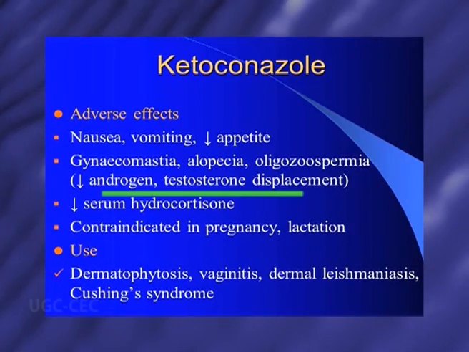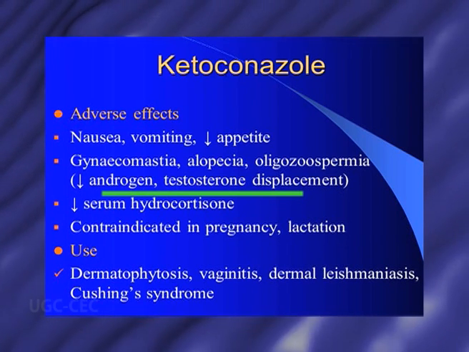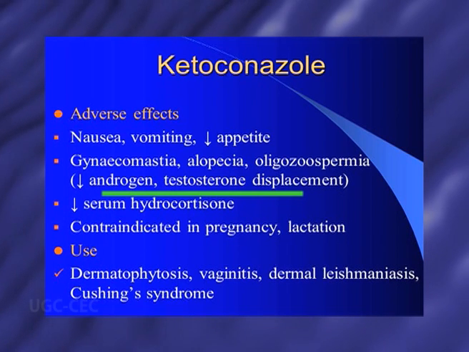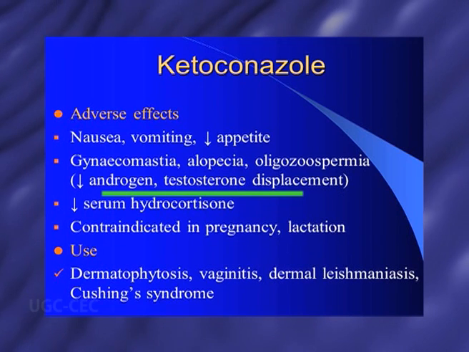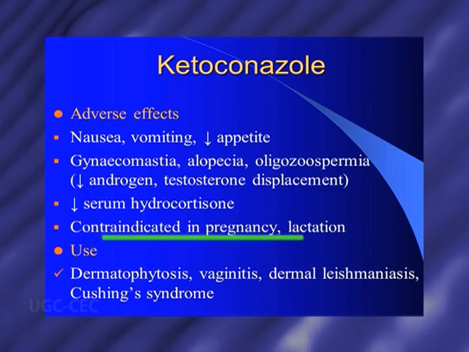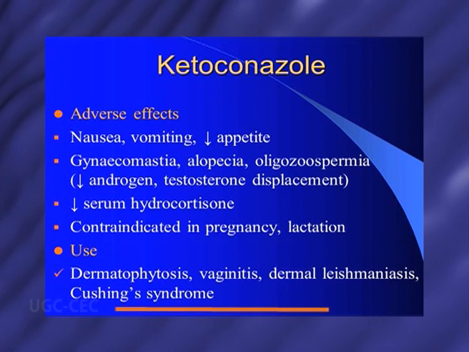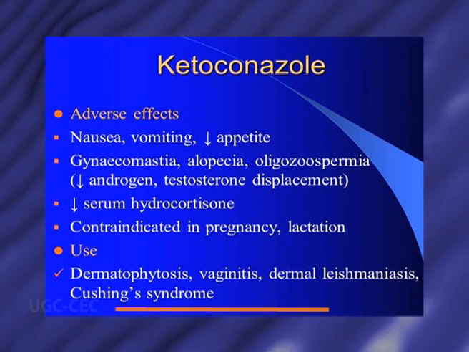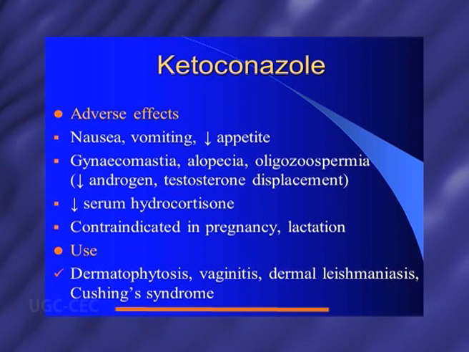It reduces serum androgen level and displaces testosterone from the binding sites. So in male patients, it may lead to enlargement of breasts called gynecomastia. Loss of hair or alopecia may also occur and the sperm count may decrease, leading to oligozoospermia. Serum hydrocortisone level may fall. The drug should not be used in pregnancy and in lactating mothers. It can be used in fungal infections like dermatophytosis, vaginitis, dermal leishmaniasis, and also in case of Cushing's syndrome because of its ability to lower the serum hydrocortisone level.